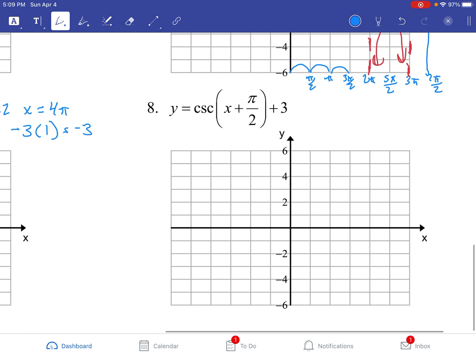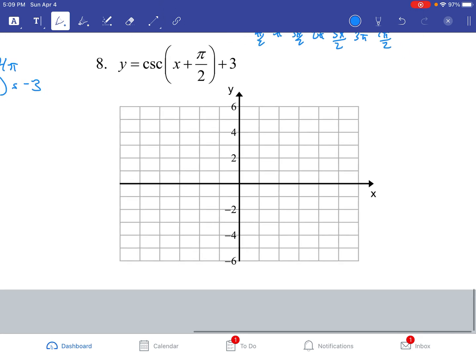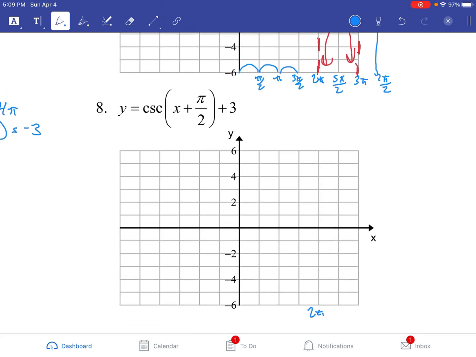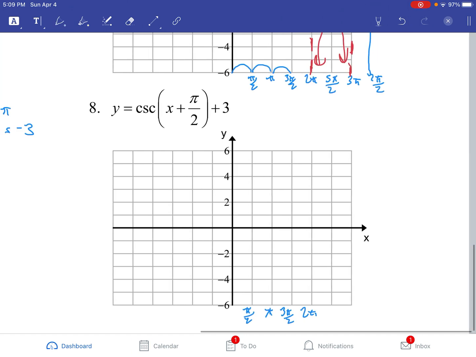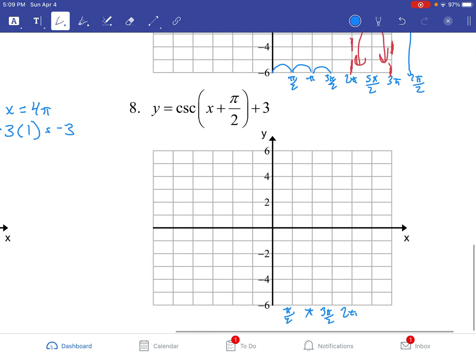Last example. All right, nothing is being multiplied or divided on the x terms. That means your period will still be 2 pi. Okay. Horizontal shift, we're going to go to the left by pi over 2. So between the y-axis and pi over 2, there is only one interval. So I'm going to go one interval to the left at negative pi over 2. So on the horizontal, that's where our graph will begin.